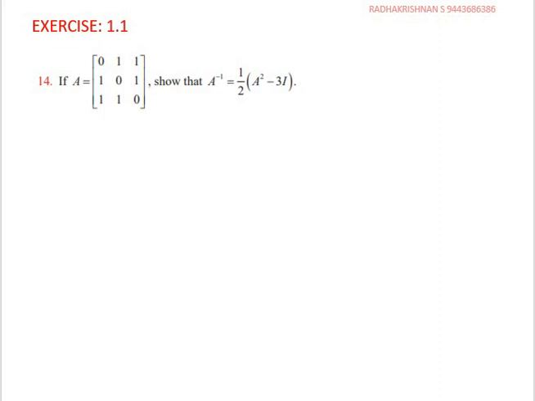To find A inverse, what do I need? I have to find the determinant of A. What is the determinant of A? That is 0, 0 into anything becomes 0. Understood? Then minus 1 into, if I multiply 1 into 0, 0 minus 1. Then plus 1 into, again if I multiply 1 into 1 is what? 1 minus 0. Right? Therefore, that is equal to minus 1 into minus 1. That is what? Plus 1. Again plus 1. Therefore, determinant of A equal to 2.